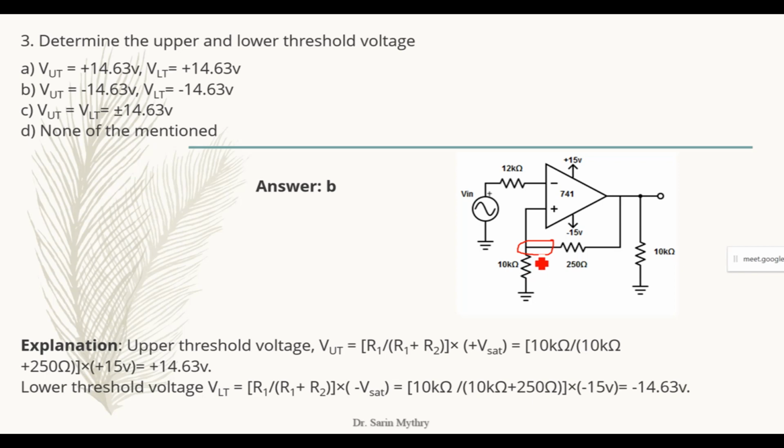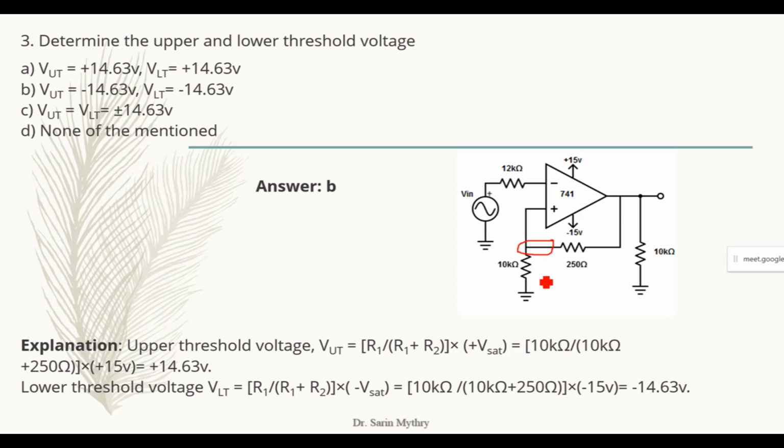What is the saturation voltage? Saturation voltage is nothing else but 90% of the supply voltage which is supplied here. With 15 volts, it is approximately 90%, practically it's 90% of that, but theoretically we take it as almost the value of VCC and VEE. That's the reason we have taken it as plus 15 and minus 15. So see now the formula: VUT is equal to R1 upon R1 plus R2 into plus VSAT. So what is R1?